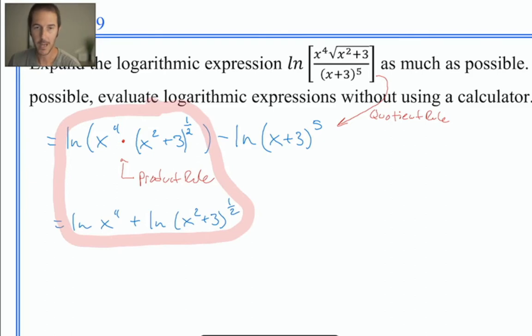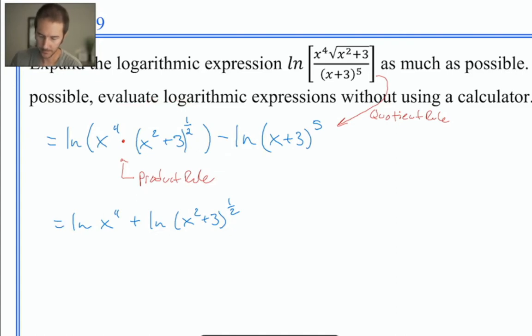I'm going to keep the minus natural log x plus 3 to the fifth. Okay, that natural log is not going to change. Minus natural log x plus 3 to the fifth. Okay, so now the only other thing that we can do in this problem is the power rule 3 times. So we're going to power rule here, power rule there, power rule everywhere. Not really everywhere.